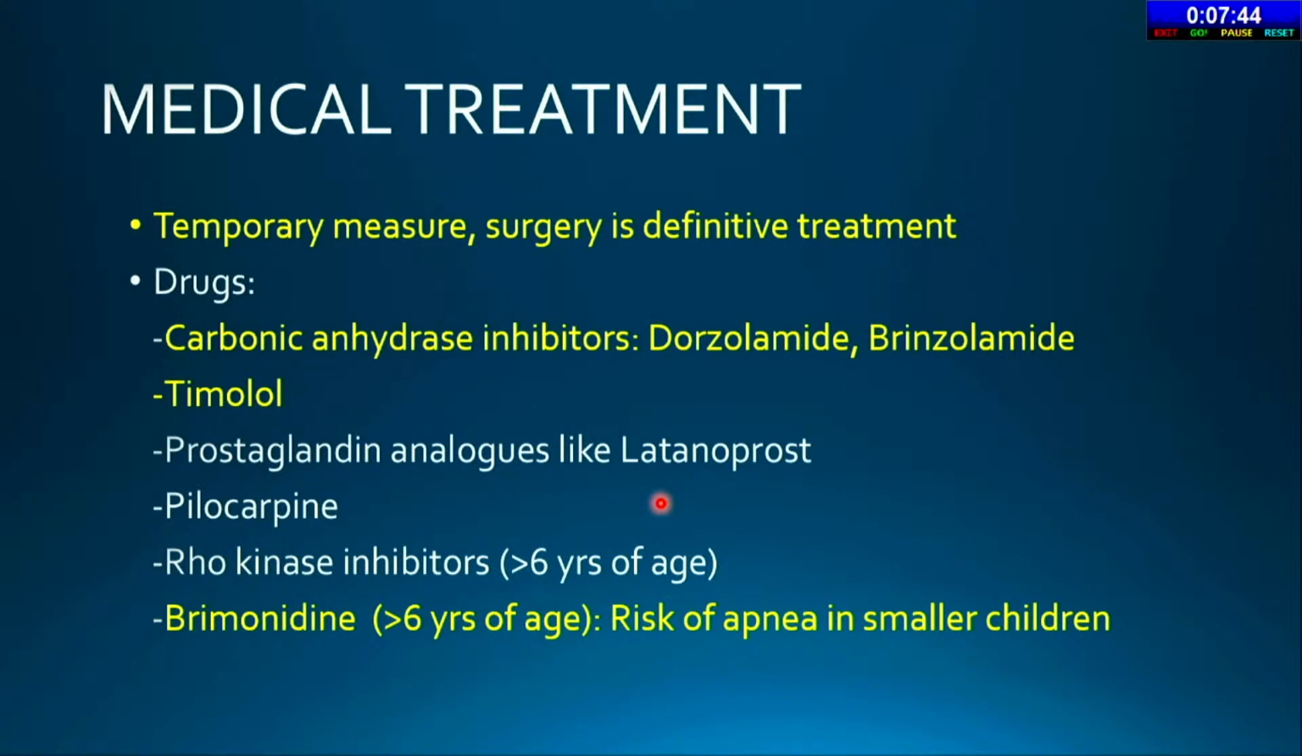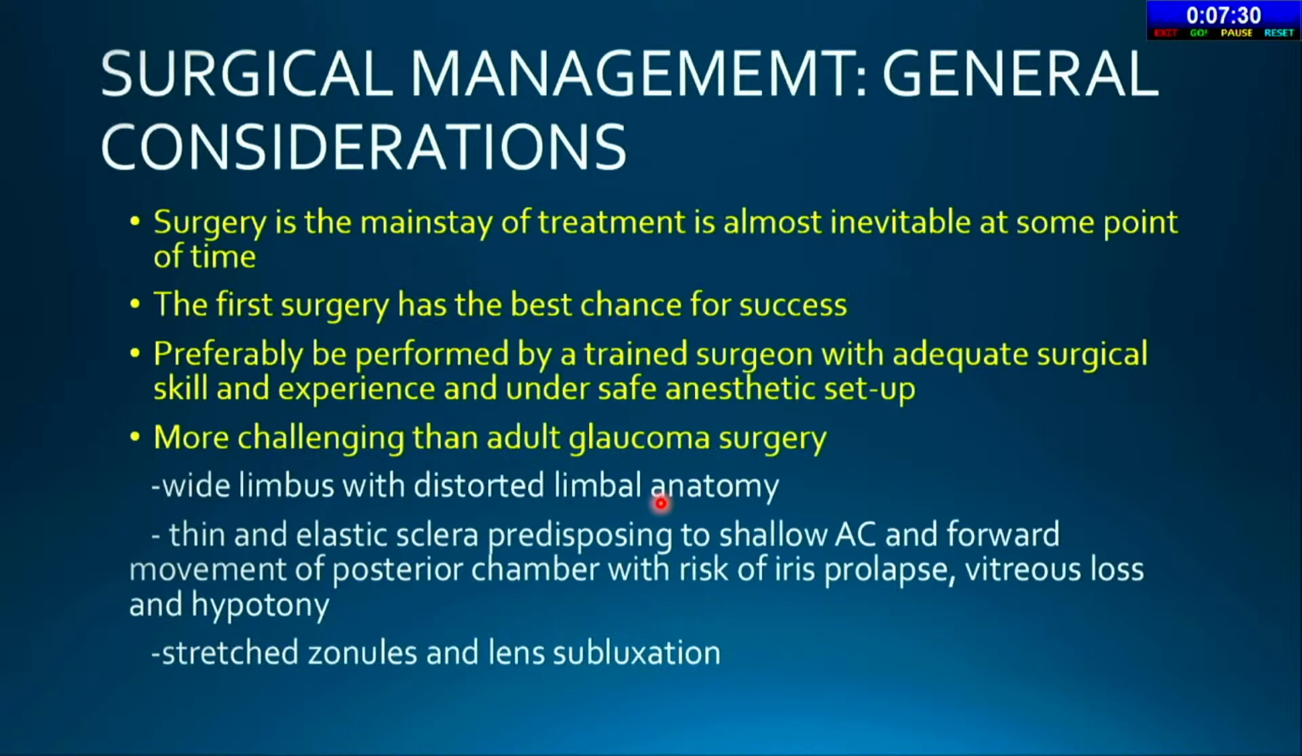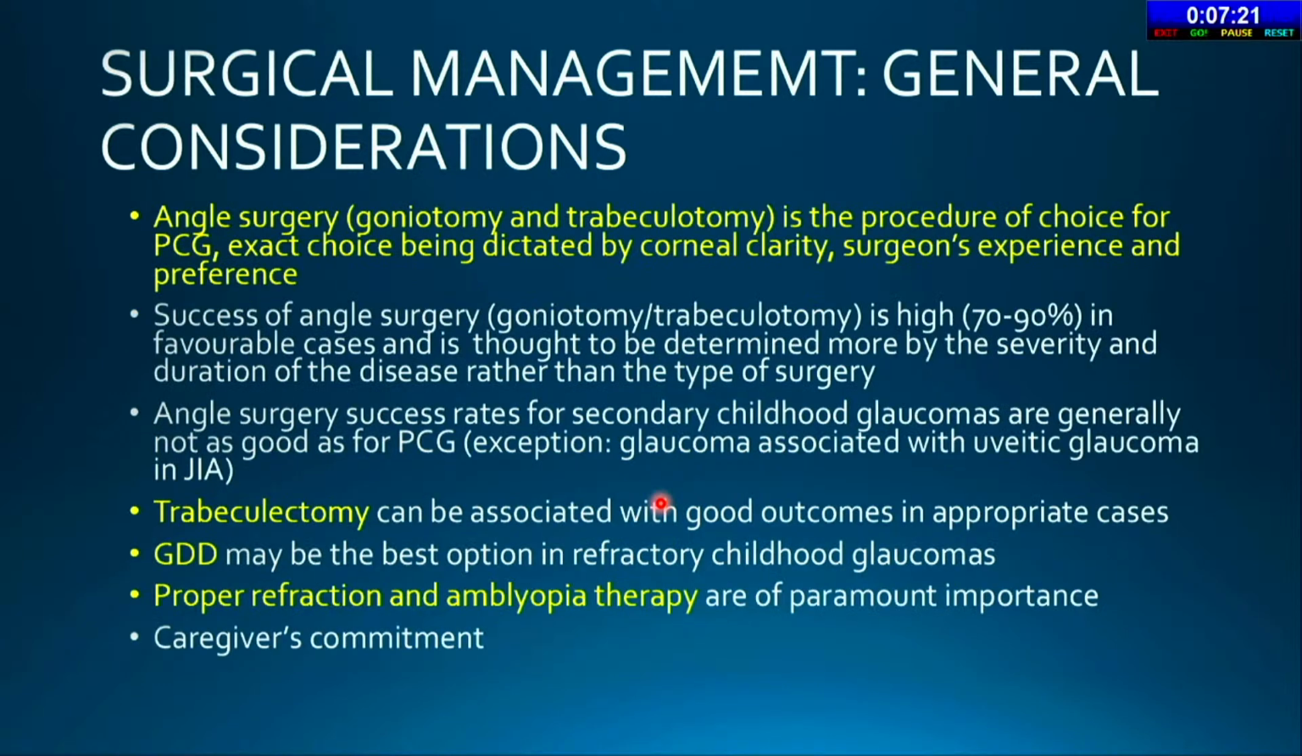Now, regarding the medical treatment, it is primarily a surgical disease, but initially for buying time, you can use drugs like carbonic anhydrase inhibitors and timolol. Never use brimonidine, which is contraindicated in children less than 6 years of age because of the risk of apnea. Surgery is the mainstay of treatment, and the first surgery has the best chance for success, and it is preferably to be performed by a trained surgeon with adequate surgical skill and experience and a safe anesthetic setup. Now, just a few points regarding the surgery. The angle surgery, that is goniotomy and trabeculotomy, is the procedure of choice for primary congenital glaucoma.